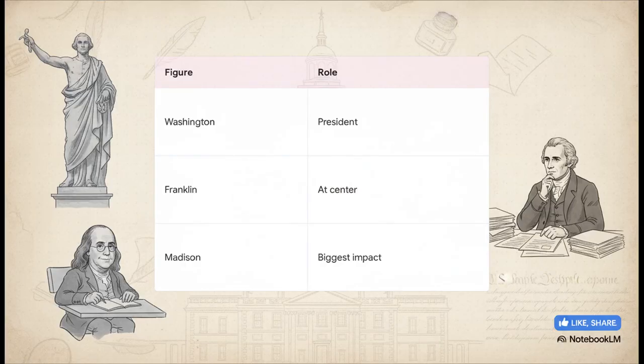Well, George Washington served as the president of the convention. In fact, there's a famous statue of him right outside Independence Hall today. Benjamin Franklin was also there, looking very comfortable right at the center of the convention's iconic historical paintings.